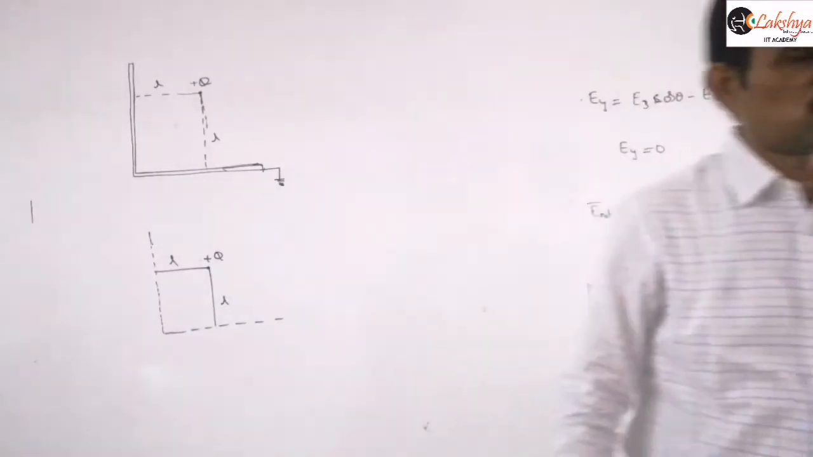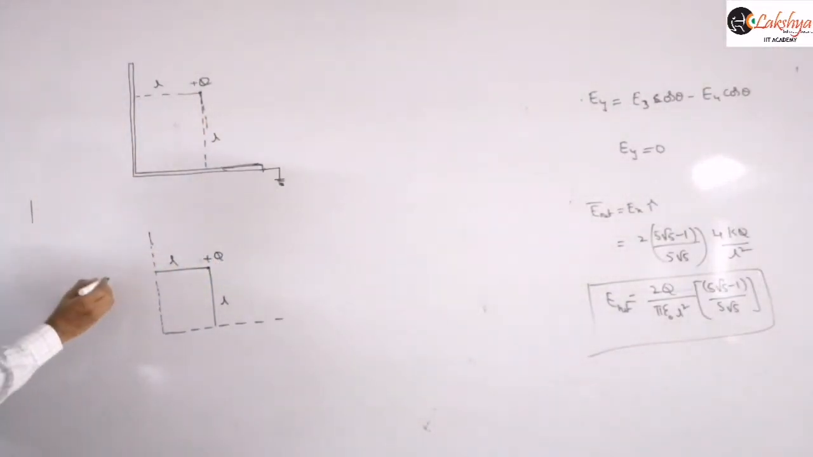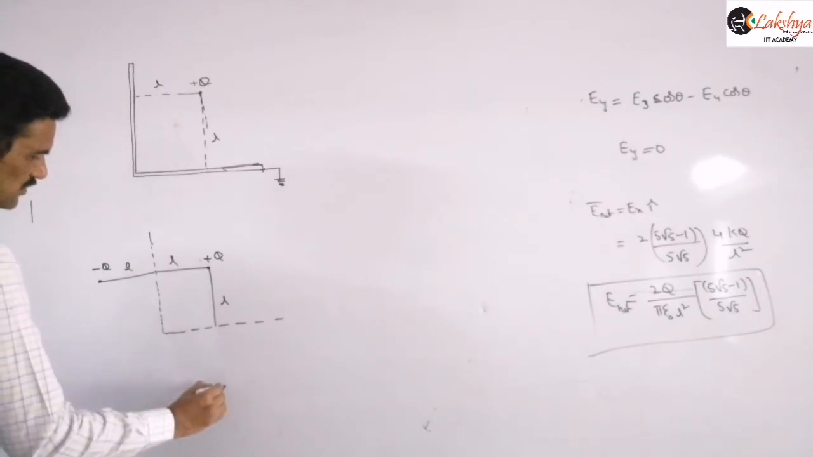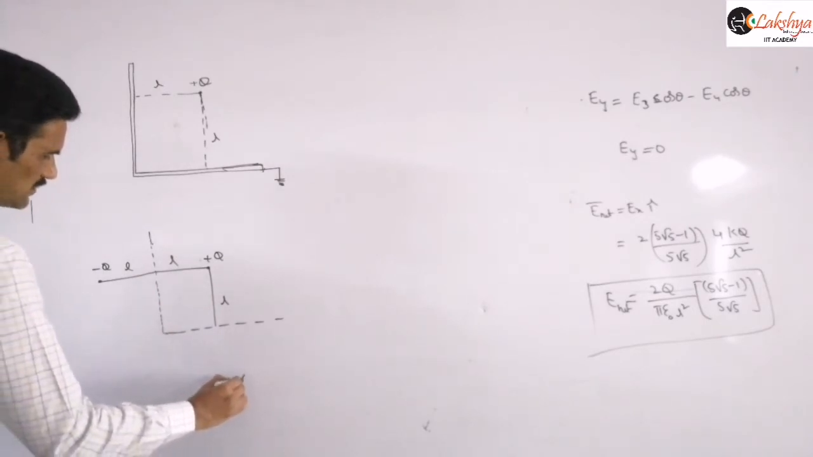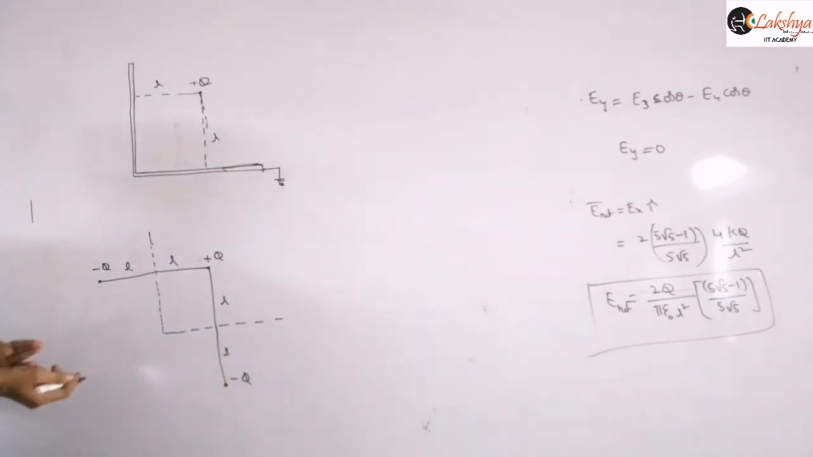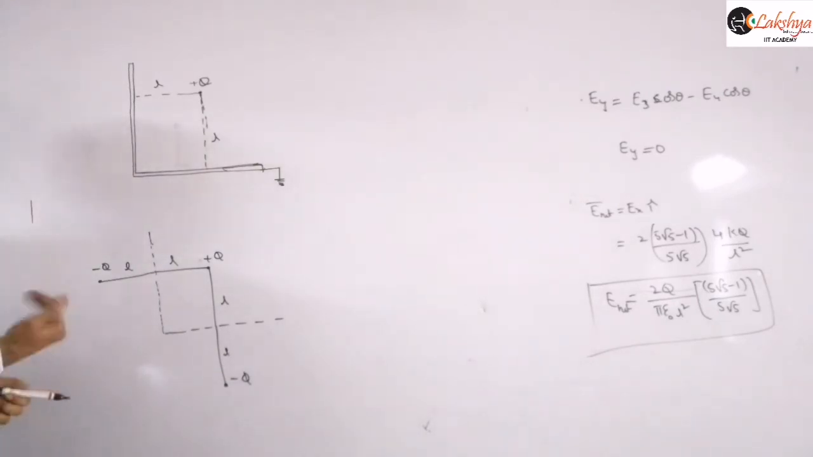So now what we need to write is the image. So we know its image will be formed here, say at a distance L, and this charge will be negative. Right? This distance will be L again. And next similarly due to this here, one image will be there, minus Q, right? At a distance of L. Next, here one more image will be formed.